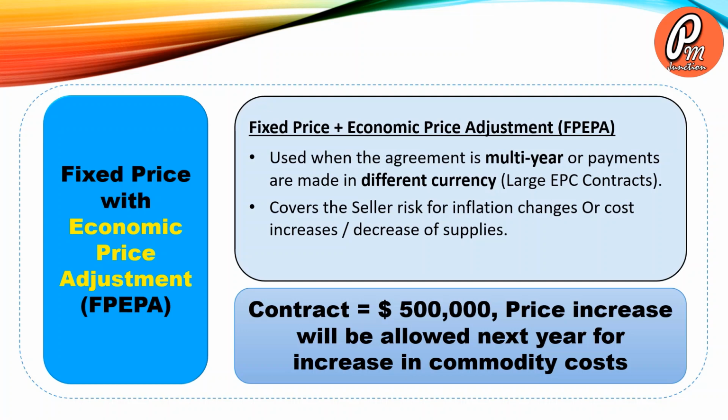For example, the contract value may be $500,000 plus price increase will be allowed next year for the increase in commodity cost. There will be a formula agreed between the supplier and the buyer in the contract itself.